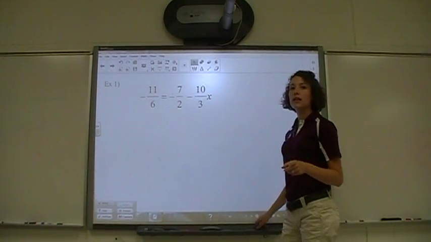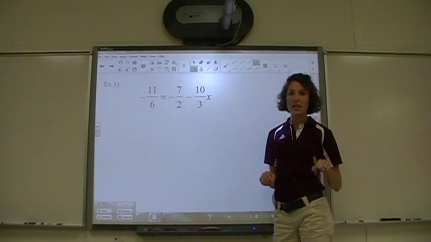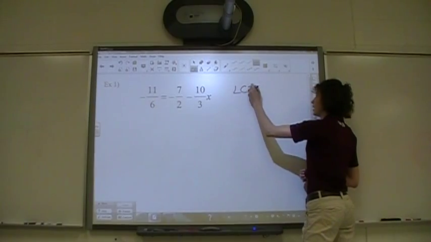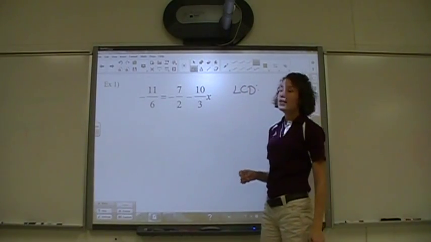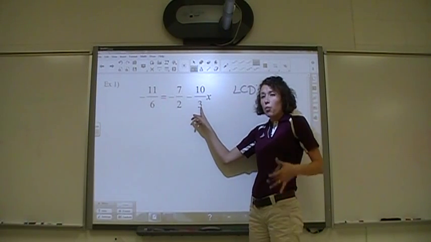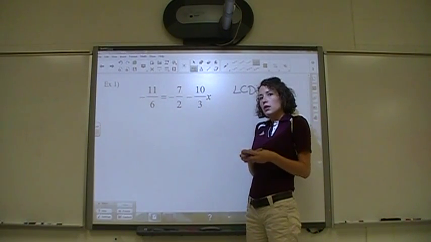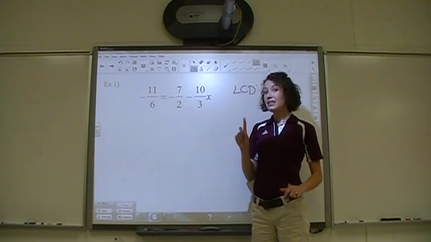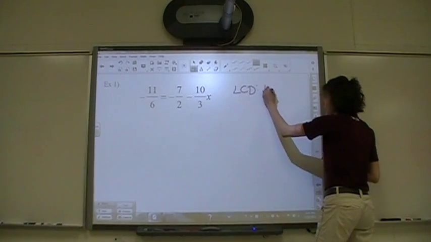Now, when you're clearing fractions, you always have to find your LCD, which is your least common denominator. And I want you to put that up to the side, my least common denominator. Now, between 6, 2, and 3, you want to think about what numbers all of those multiply to that is the smallest. With 6, 2, and 3, my least common denominator is 6.